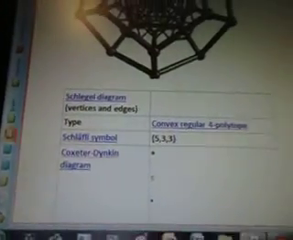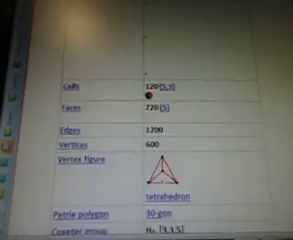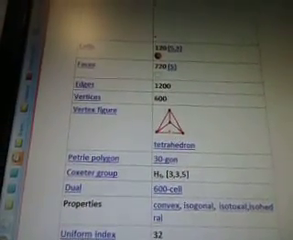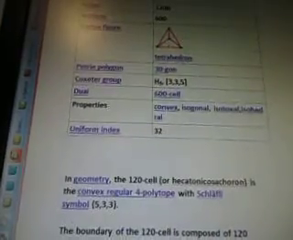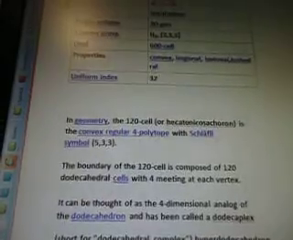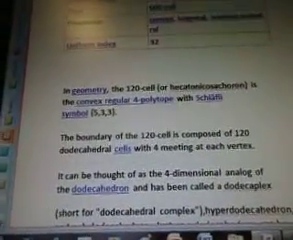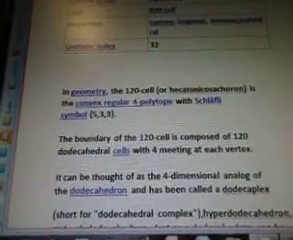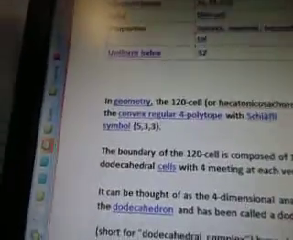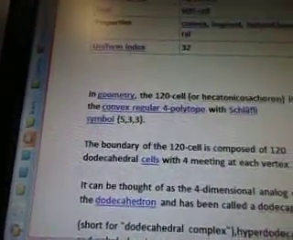The Schlegel diagram, convex regular four polytope. There's the tetrahedron. This came up. This is in the formulas as well. So in geometry, the 120 cell or hecaton whatever, is a convex regular four polytope with Schläfli symbol.